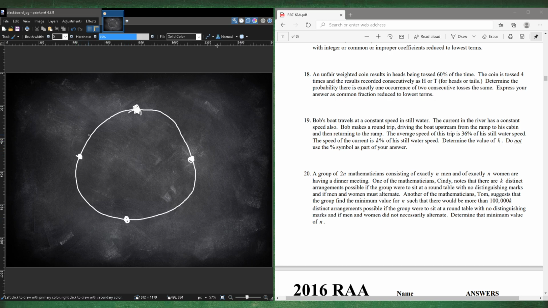They don't have to alternate. There's an equal amount of men and women because there are n women and n men. So let's say man, woman, and then woman, man. So it doesn't alternate, right? So how many ways can you arrange this?